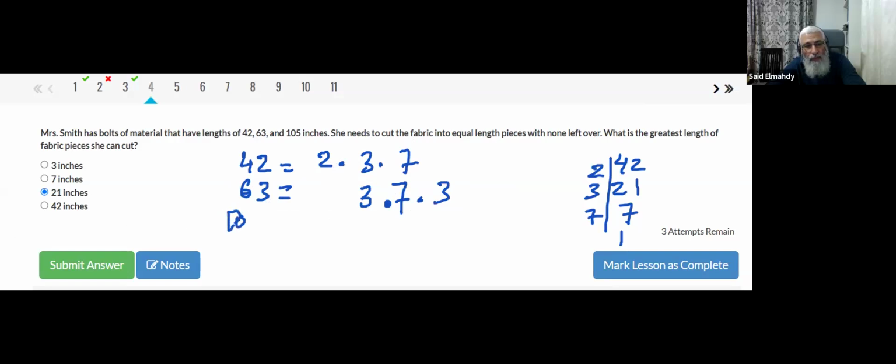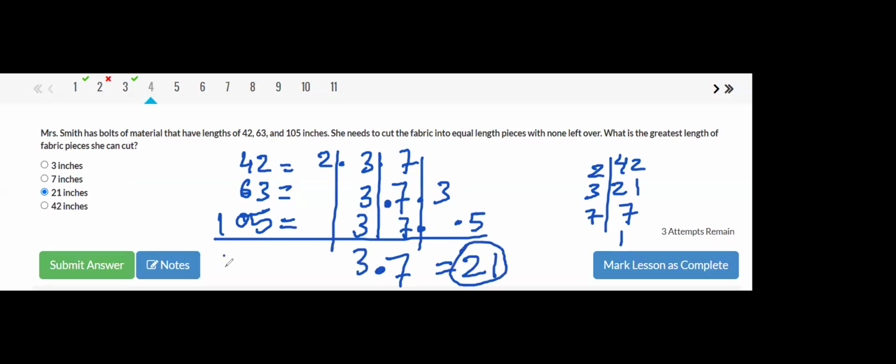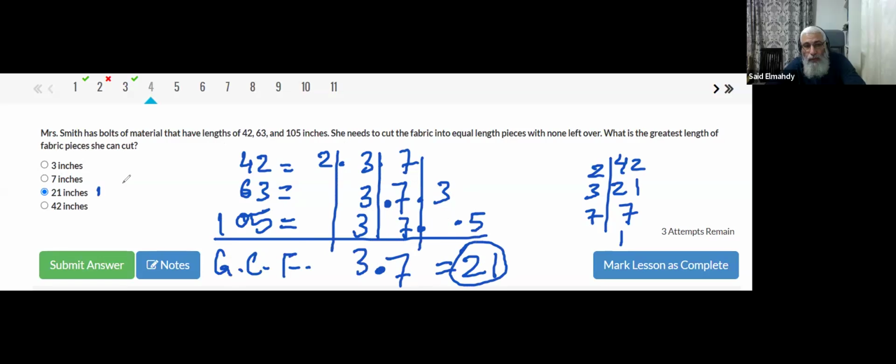And 105. 105 can be divided by 5. So we write 5 here. 5 times 21. 21 is 3 multiplied by 7. So we write 3 and 7 under 3 and 7. So for common factors, 2 is not common. This 3 is not common. This 7 is common. And what else? We could write this 3 here. So the 3 is common and 7 is common. 3 times 7 is 21. So this is the greatest common factor, which is 21. We just solved it. Okay?